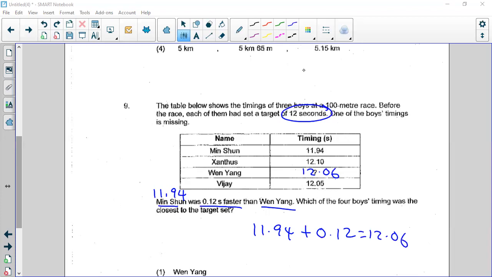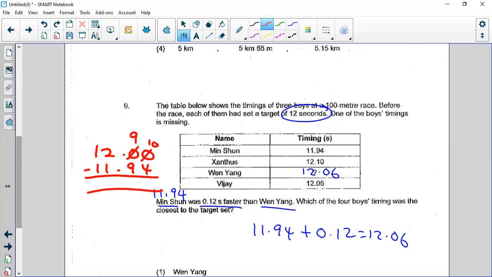Okay, so which timing was the closest? So how do you find the timing that is the closest? You have to find the differences. How do you find the differences? You take 12 seconds minus 11.94. So do your working. Those of you who may not know how to minus, 12 seconds, change it into a decimal, minus 11.94. You will have to do your working one by one, and you will get 0.06. So there's a difference of 0.06.